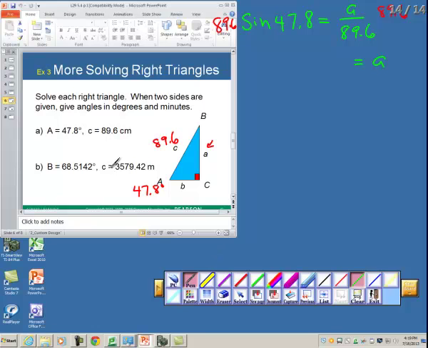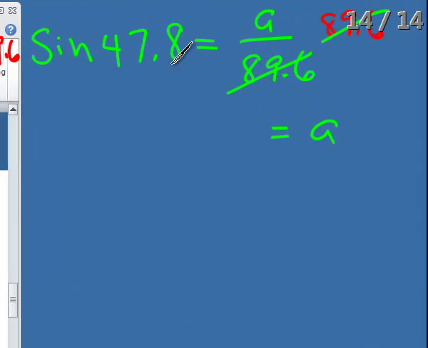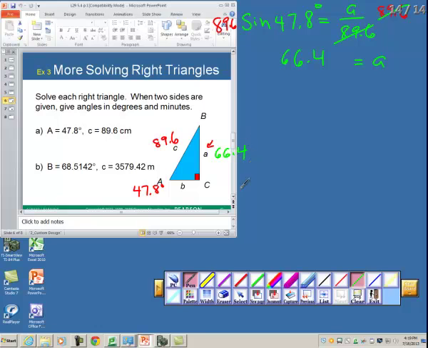Okay, since this first one is in tenths, we're going to round that off to the nearest tenth. So anybody get side A? You take sine of 47.8, which is opposite over hypotenuse, so that makes it A over 89.6. Multiply 89.6 to both sides, they cancel. And so that's 89.6 times sine 47.8. Does anybody get a number? Travis? Go ahead and give it a shot. Yes, that's right. 66.4 for side A. So we'll put that in there.